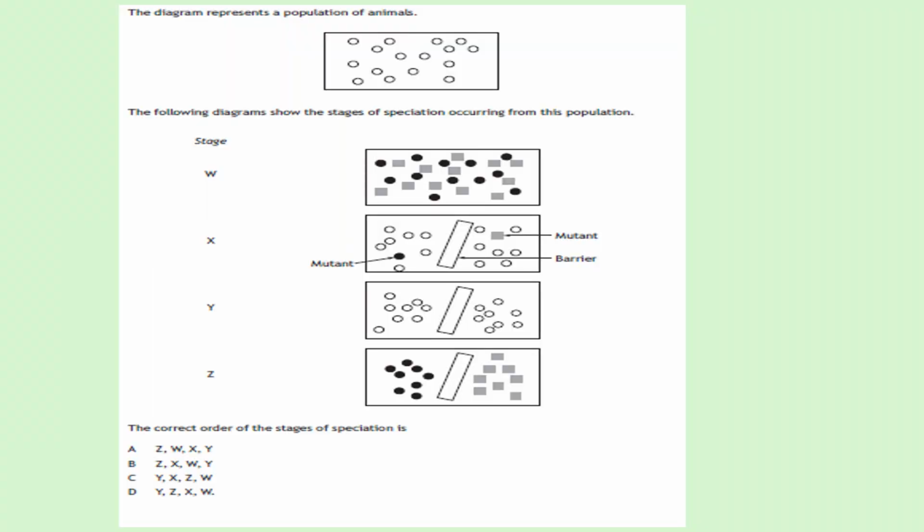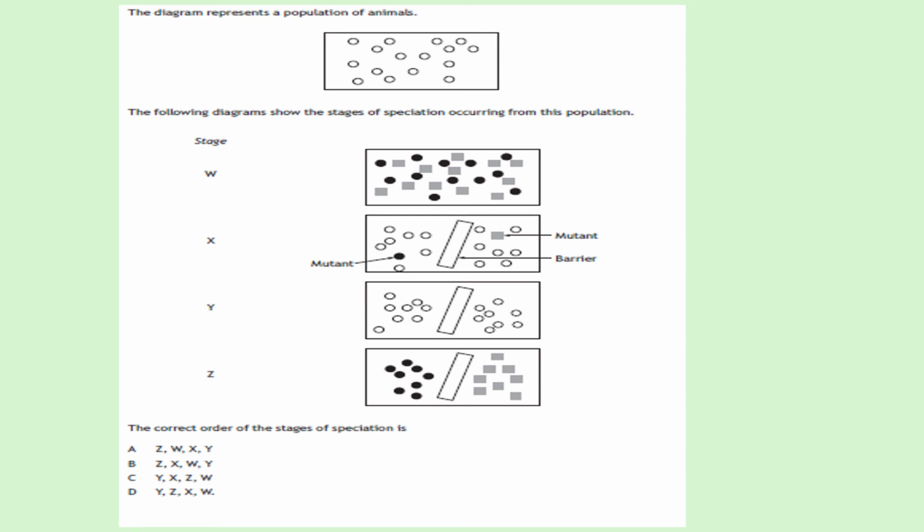So let's review our knowledge and see if we can do this SQA question on speciation, which says the diagram represents a population of animals. The following diagram shows the stages of speciation occurring from this population. The correct order of the stages of speciation is. So pause the video and try to answer the question before I go over the answers.